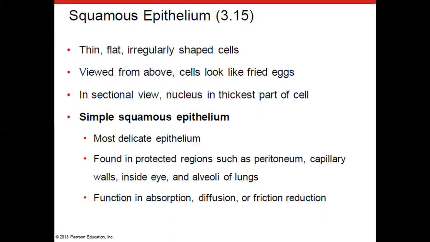And these cells can absorb or allow substances to diffuse, like the alveoli in the lungs. Oxygen and carbon dioxide diffuse down pressure gradients, either into the blood or out of the blood. Remember, oxygen diffuses into the blood from the alveoli, across the layer of simple squamous epithelium, and into a capillary, which is another layer of simple squamous epithelium. So you can find this in a lot of places.